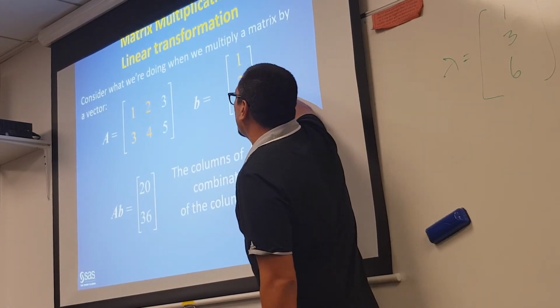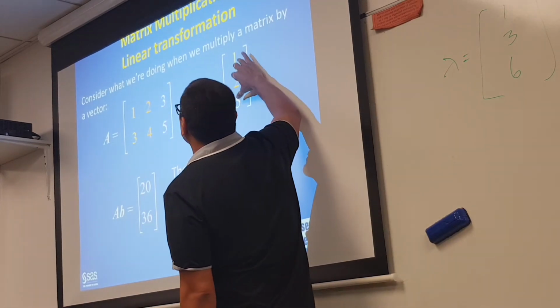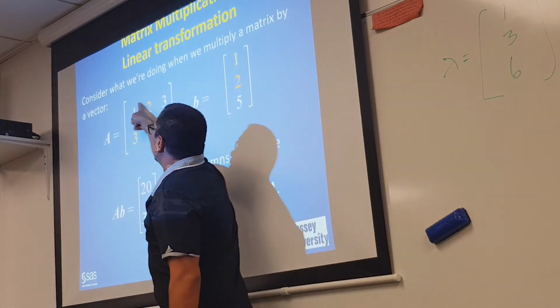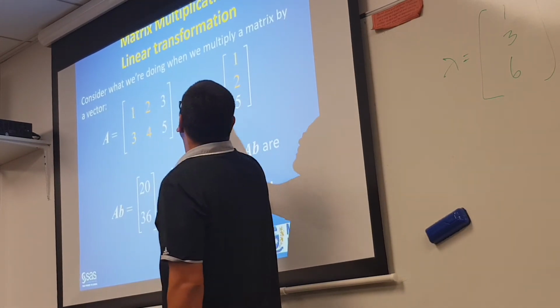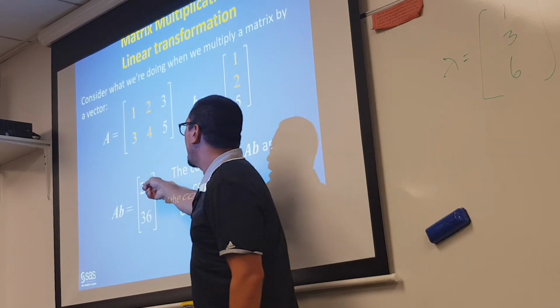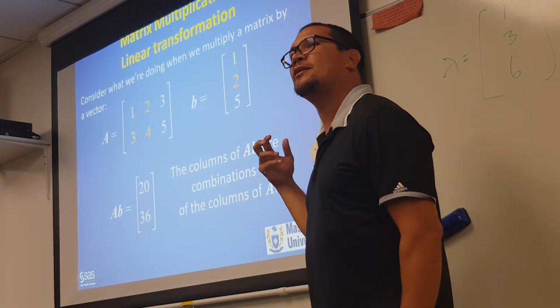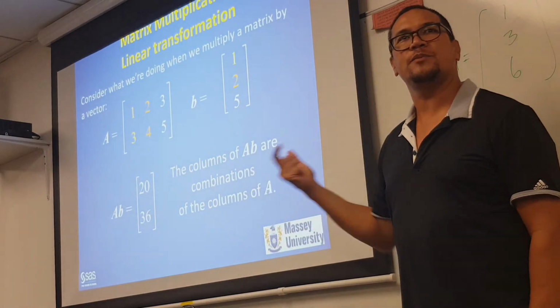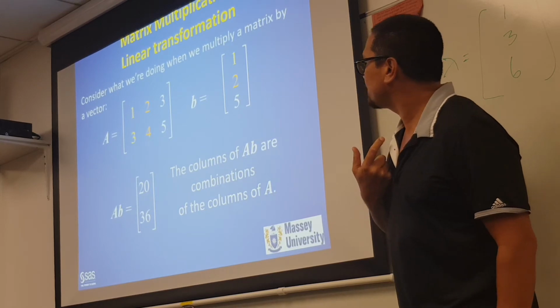This is the linear combination. I'm just combining the columns of A according to this: 1 of the first column, 2 of the second column, 5 of the third column. If I add all those up, I end up with this. You see what I mean by it's a linear combination of the columns when I multiply a vector by that matrix?